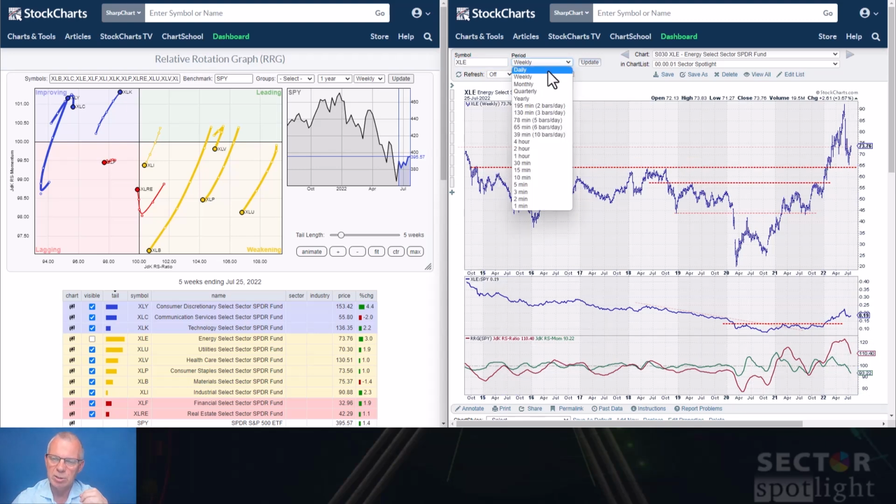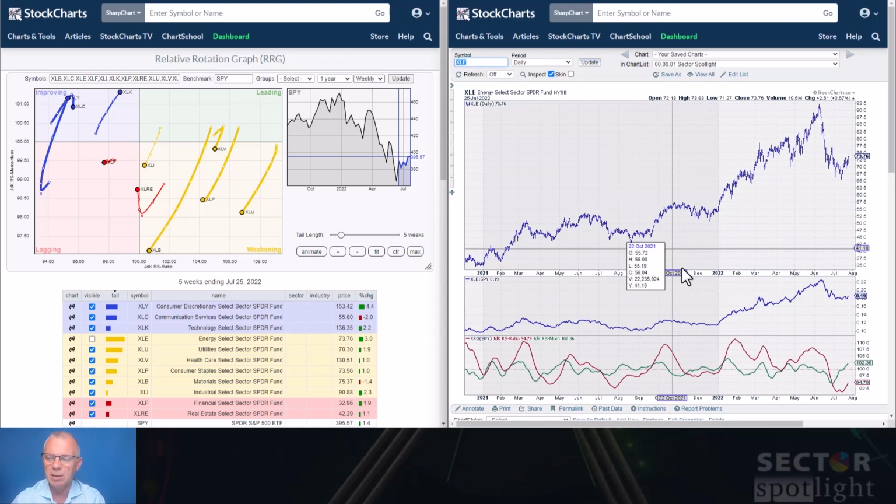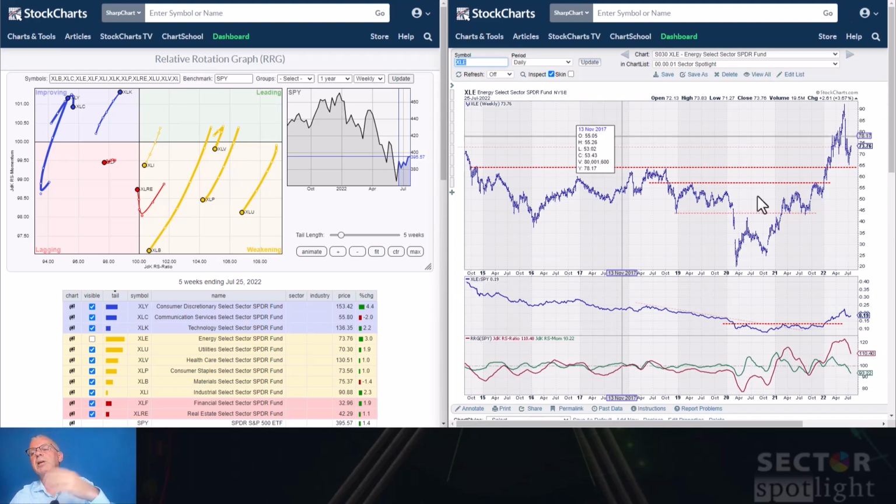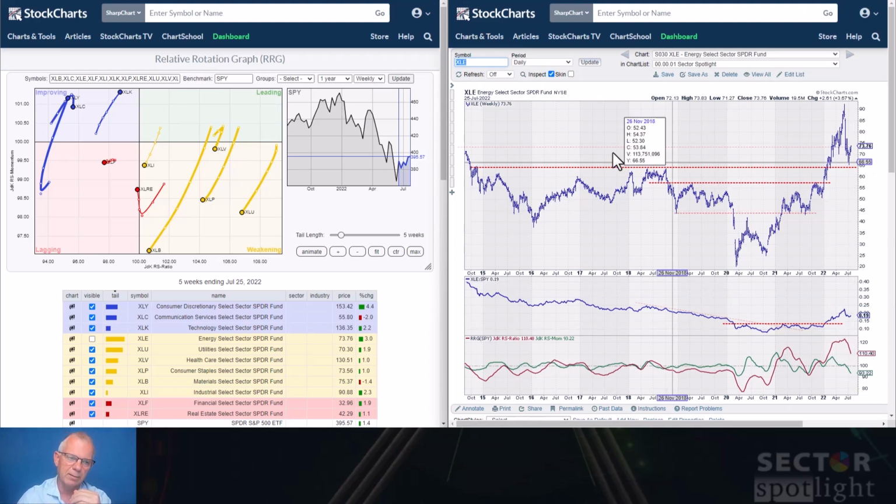And when I change the chart to a daily, then I will reflect what you saw on the daily RRG, and you can see that that improvement is already starting, and the shorter term looks like a bottom formation is being put into place here, making the energy sector about to start a new up leg, both in price but also in terms of relative strength.